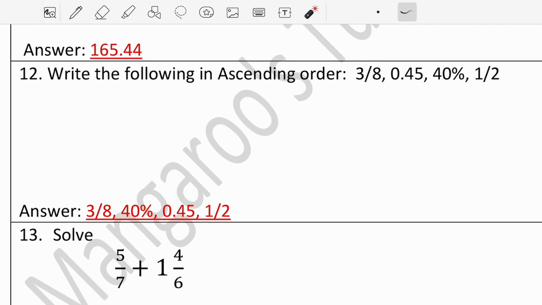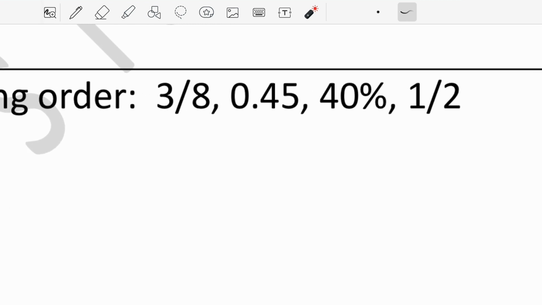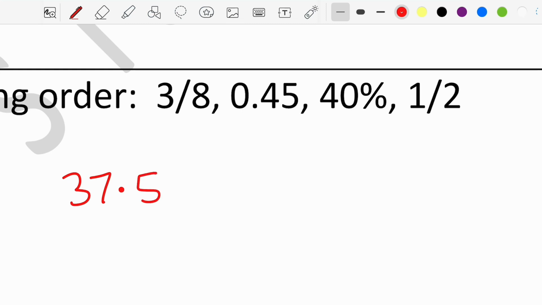Write the following in ascending order. So we have 3 eighths. So what we can do is we can write all of them as percentages. 3 eighths as a percent is 37.5%. Alright. Hopefully you all would have learned that off from the table.